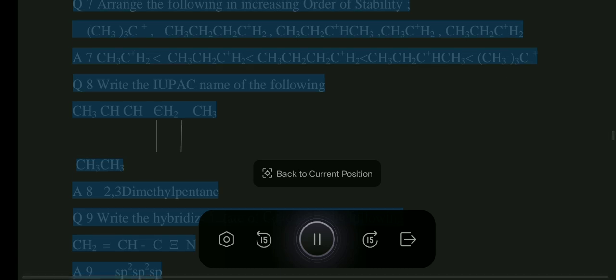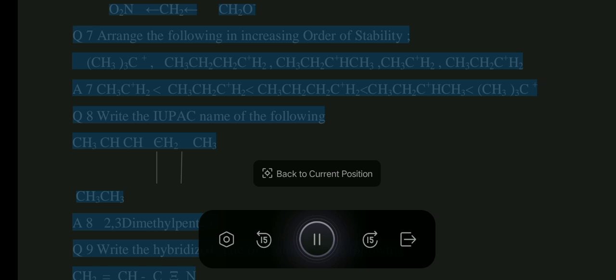Q7. Arrange the following in increasing order of stability: (CH3)3C⁺, CH3CH2CH2C⁺H2, CH3CH2C⁺HCH3, CH3C⁺H2, CH3CH2C⁺H2. A7. CH3C⁺H2 < CH3CH2C⁺H2 < CH3CH2CH2C⁺H2 < CH3CH2C⁺HCH3 < (CH3)3C⁺.